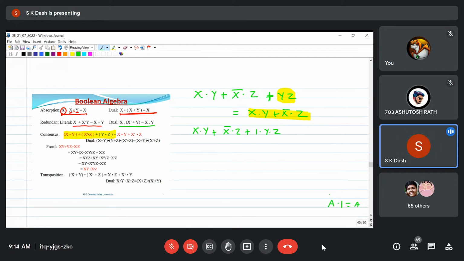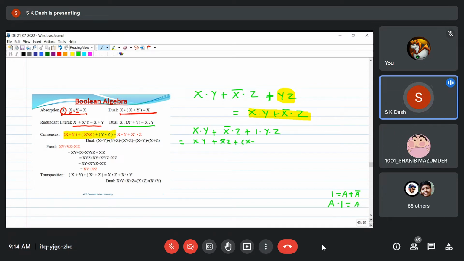Now, we know that 1 is nothing but a plus a bar. 1 is equal to any variable plus its complement. So in the next step, in place of that 1, I can write x plus x bar. Okay. Next step, I can apply the distributive law. This is x plus x bar dot yz. So if we apply distributive, what will happen? You will get xy plus x bar dot z plus xyz plus x bar yz.